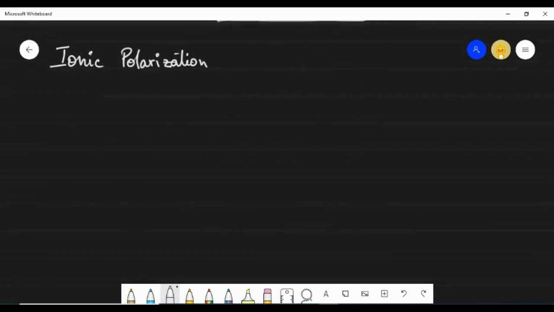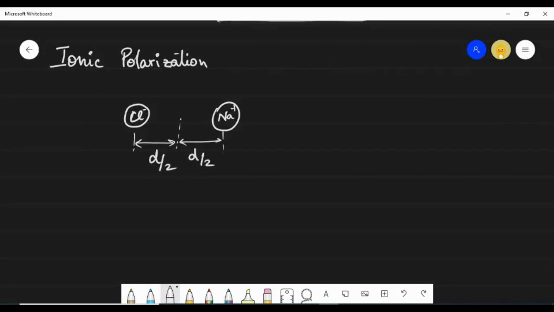As the name suggests, ionic polarization occurs in ionic molecules. Let us consider the Na plus and Cl minus ion, that is sodium chloride ion. In the absence of external field, both ions are at a distance d by 2 from the center of mass. Hence, the dipole moment is zero.